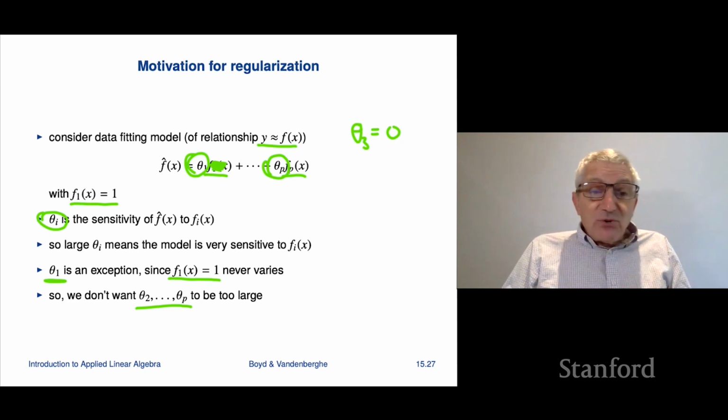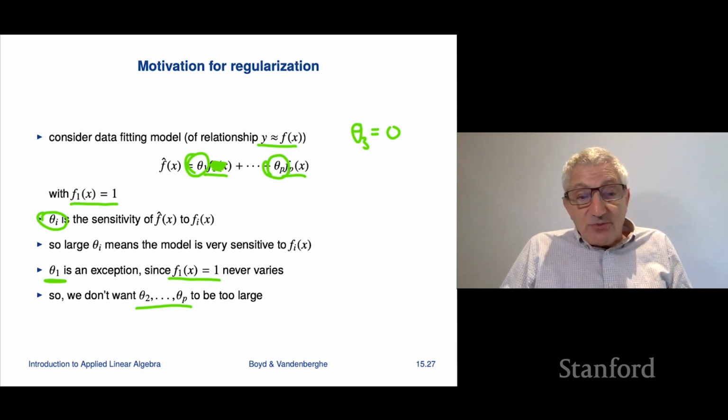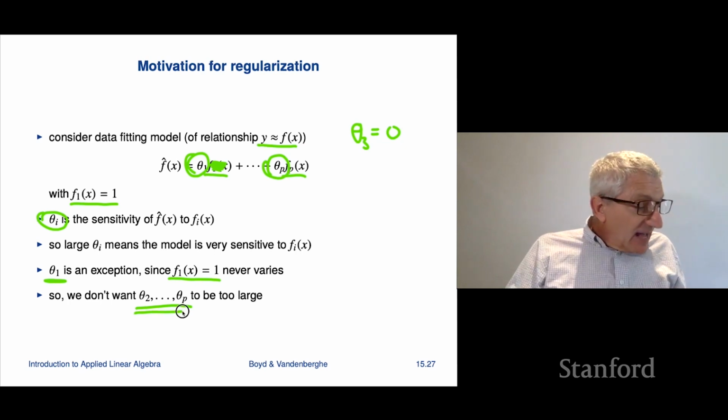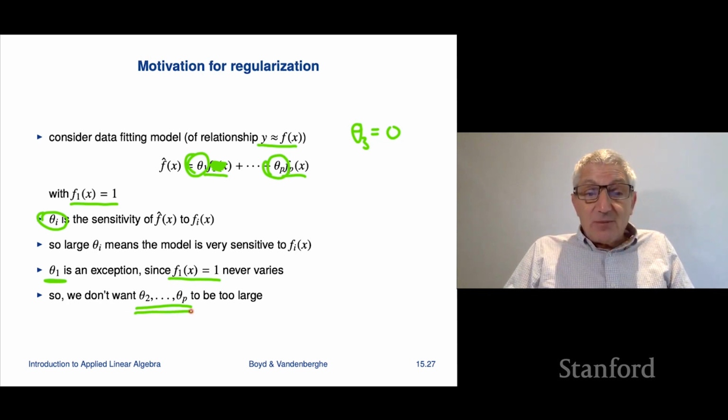What we're going to do in regularization is just have two objectives. One is going to be the traditional least squares fit on your data. And the second is going to be that we would like theta 2 to theta p to be small.